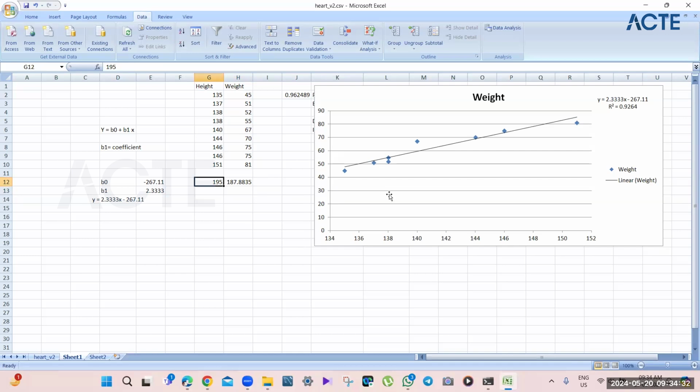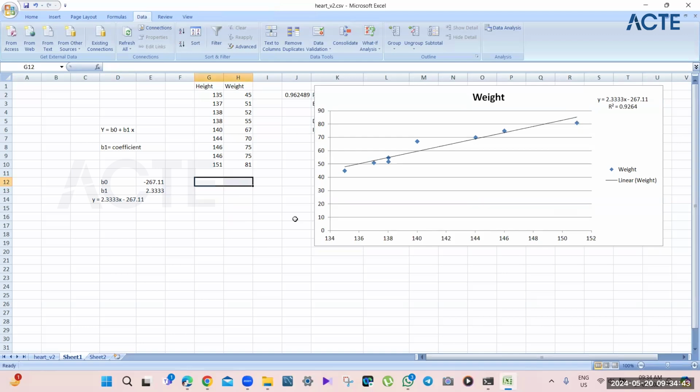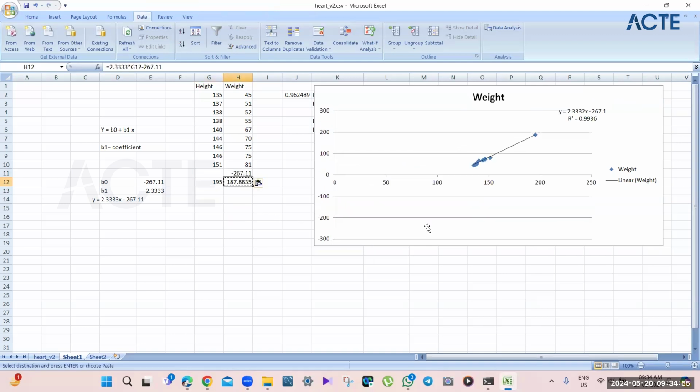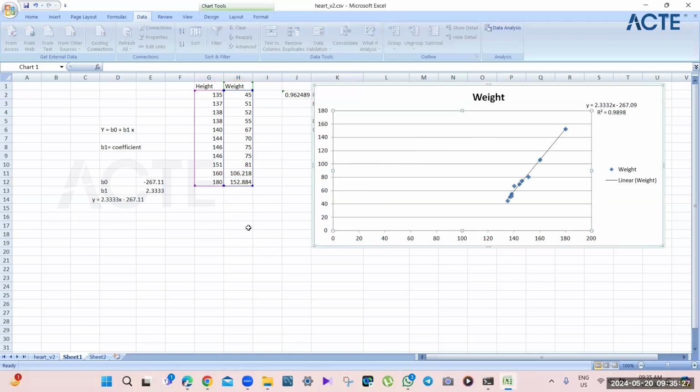So that is how this works. If it falls on that line, that is one thing to keep in mind. Oh, I dropped the equation. So if I put 160, this will be my value, 100 kg. If I put 180, then this will be my value, 152, something like that. So that is how we can take any future value.